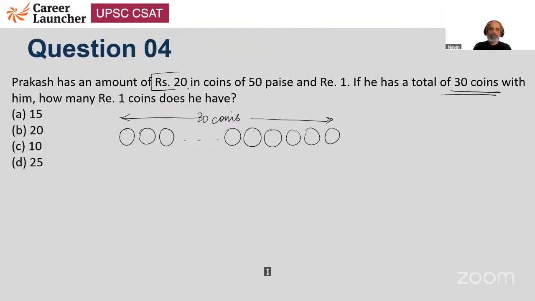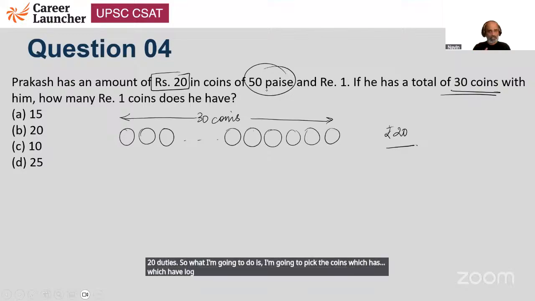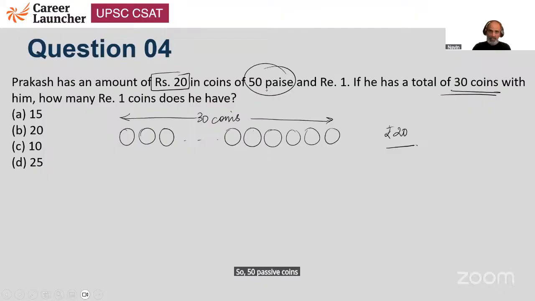I need to make 20 rupees out of these, right? 20 rupees. So what I'm going to do is I'm going to pick the coins which have lowest denomination. So 50 paise coins, they have the lowest denomination. So I'm going to assume that each coin is 50 paise. So if I have 30 coins with 50 paise denomination, each of them, how much money do I have?